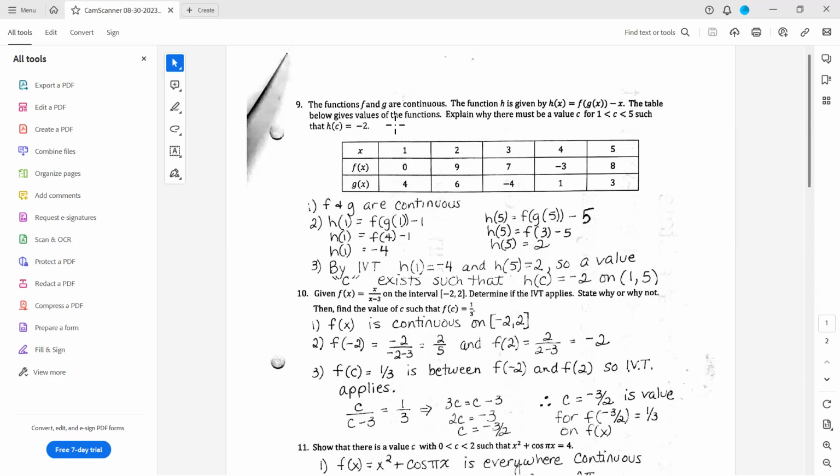All right. So let me go ahead now and do something here. It says explain, so I'm going to write: explain why there must be a value c in the interval such that h of c is -2. H of c is -2. Okay, so here, all right. So this is a little bit different. A couple of reasons why.